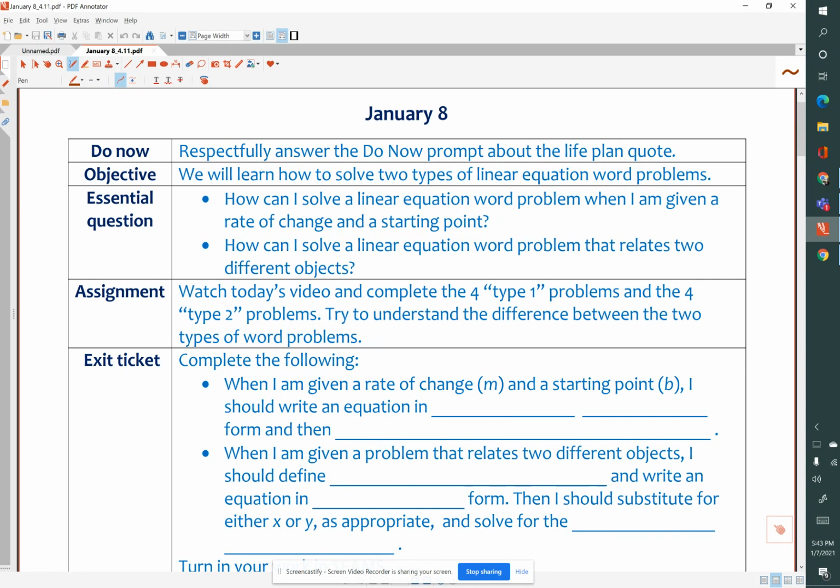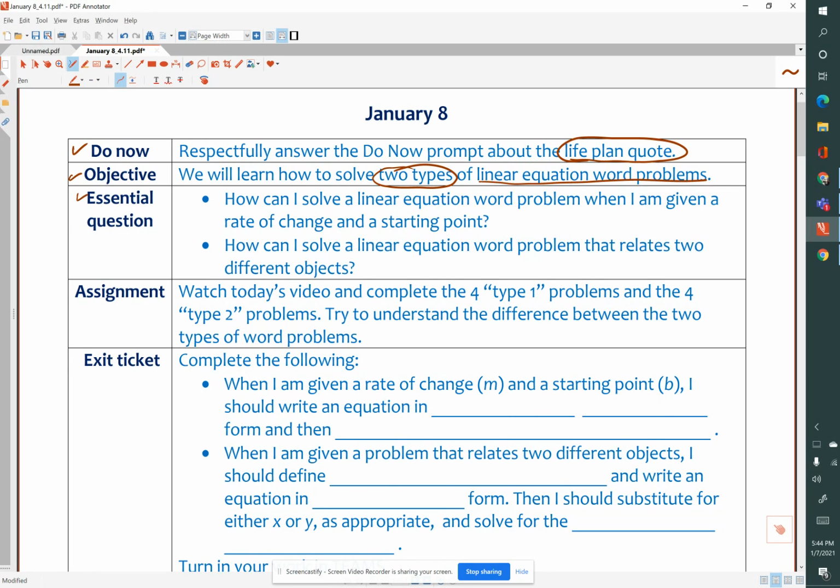Before we start, we're going to work on our do now, which is a prompt about a life plan quote that we're going to read. And our objective will be to learn how to solve two types of linear equation word problems. Now, there are two more types that we'll do Monday, but for now, we're going to solve what we call slope intercept and standard form type word problems.